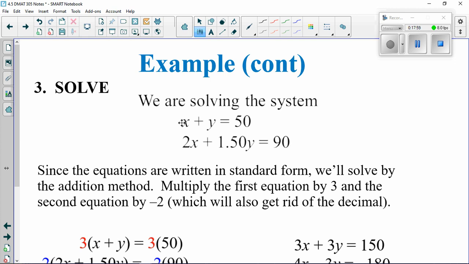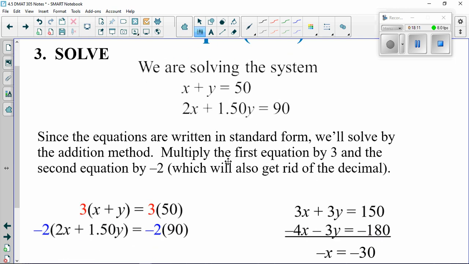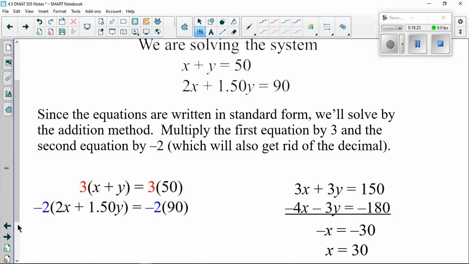Since they're both in standard form, we're going to do the elimination method. So multiply the first equation by 3, and we get 3x plus 3y equals 150. We're going to multiply the second equation by -2, which will also get rid of our decimal, okay? So -2 times 2 is -4. -2 times 1.50 is -3. And then -2 times 90 is -180.